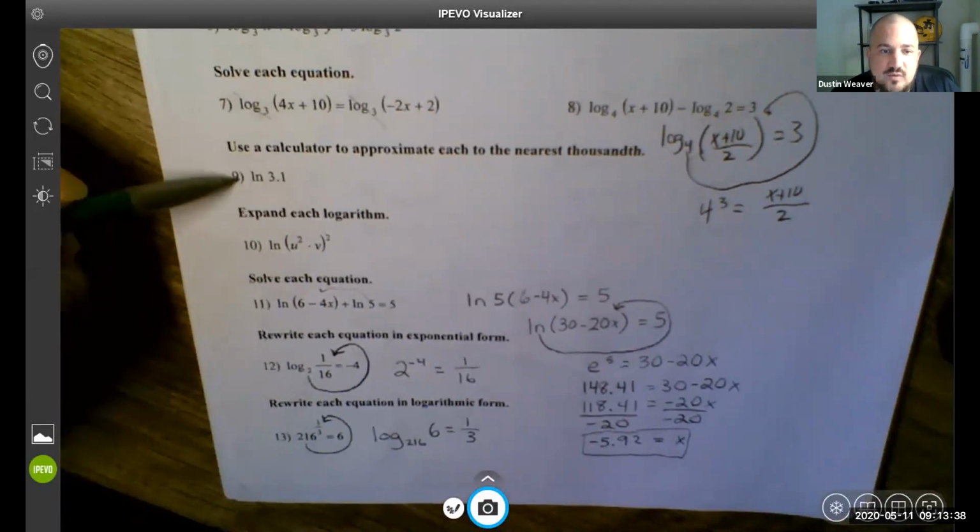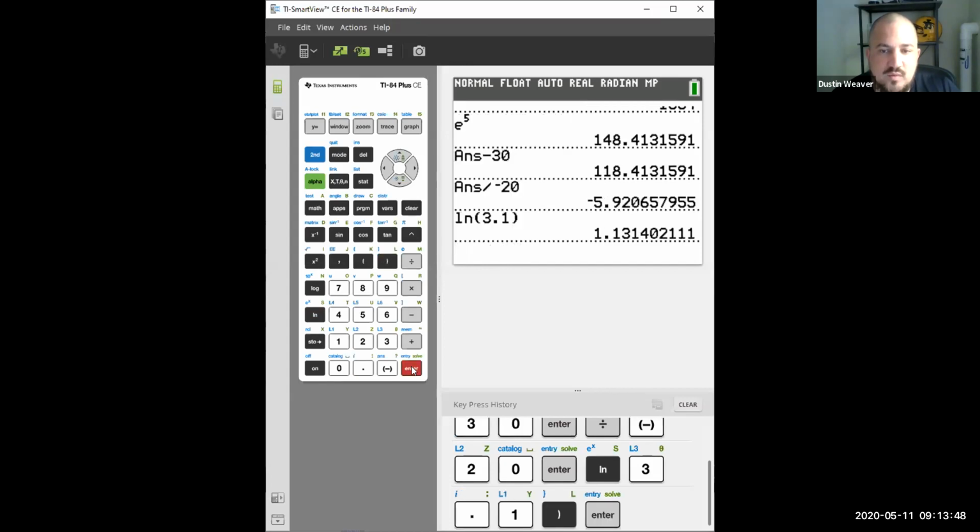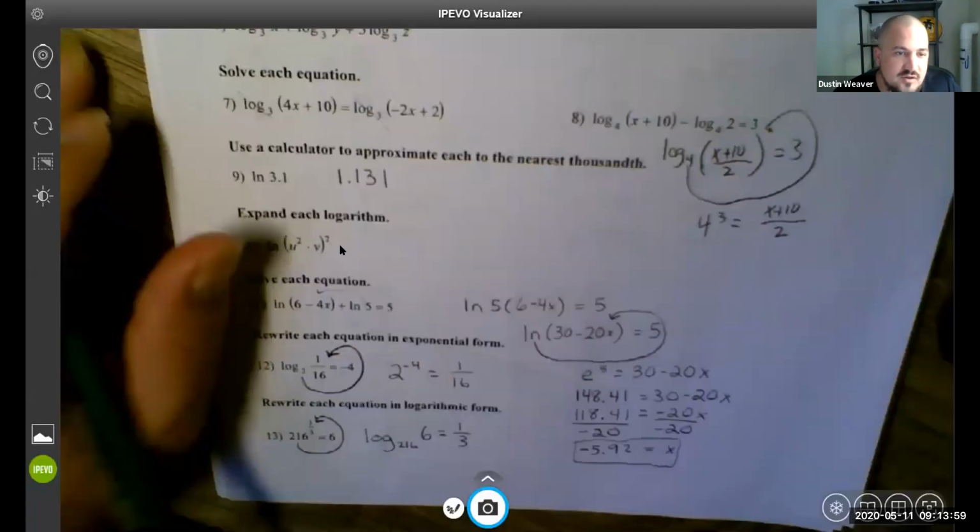Number 9 was just ln 3.1. So remember, you just go to the calculator on those. They're supposed to be really easy. It says the nearest thousandth, so just make sure you do 3 decimal places. ln 3.1, that would be 1.131. So those are supposed to be easy. Okay. Let's take it back and do number 10.